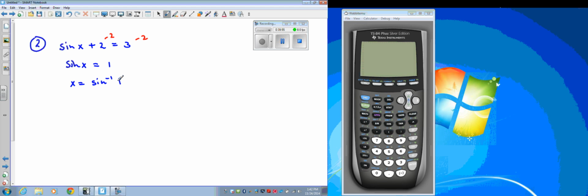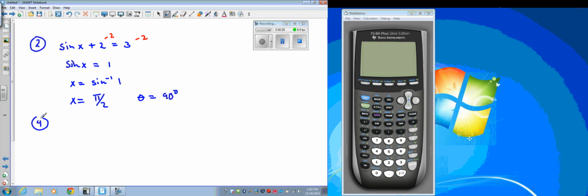Now, remember, the range of inverse sine is from minus pi over 2 to pi over 2. And in that range, what value gets you positive 1 when you take the sine? 90 or pi over 2, right? Because it's x, you'd probably do pi over 2. If you were doing theta, you'd say 90. Theta is usually an angle in degree mode. X would be radian measurement.